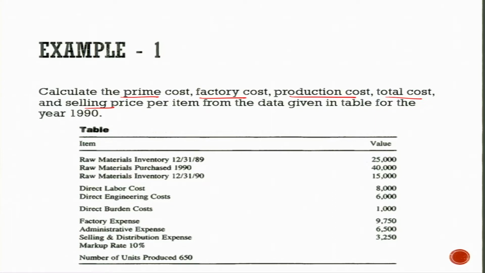is available for the year 1990 in the table. You can see the raw material inventory for 89, purchase in 1990, then inventory for 90. Different costs are given here. Then direct labor costs are given, then direct burden costs are given, factory expenses are given, administrative expenses are given. These are all discussed in the previous lecture. Let us try to see how we calculate different kinds of costs here.